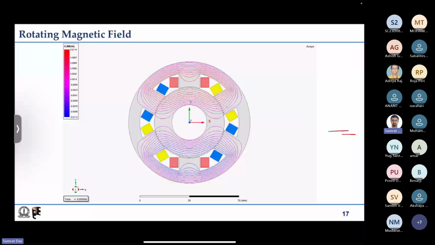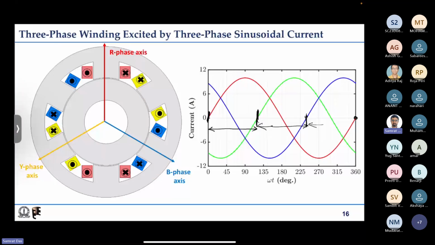Say some current is there, then what will it produce? It will produce a south pole, a north pole, a south pole, a north pole, a south pole, a north pole. So you will have a structure like this, which will be continuously changing its signs. North will become south, south will become north. So you will have this type of distribution of magnetic field.